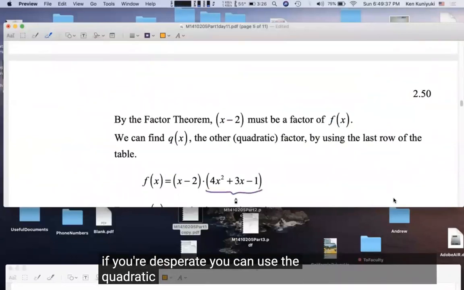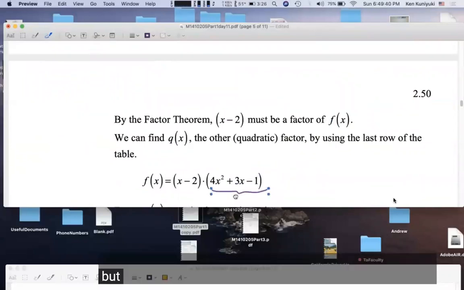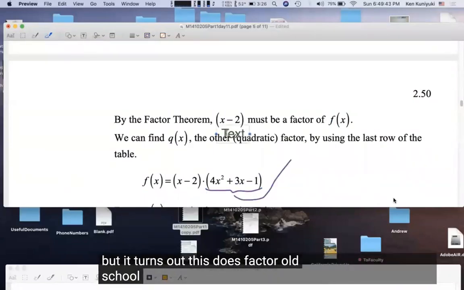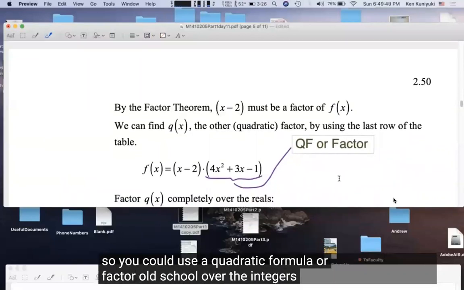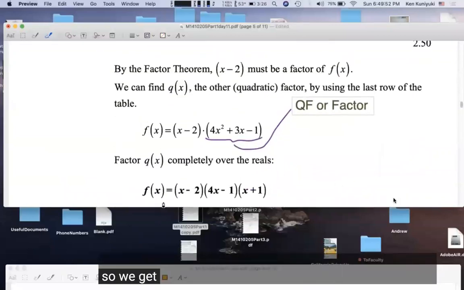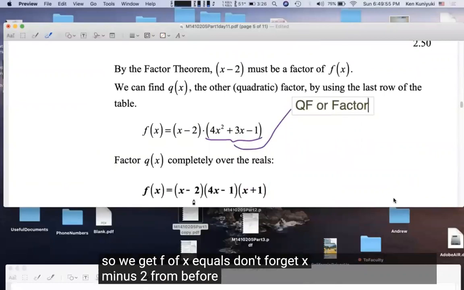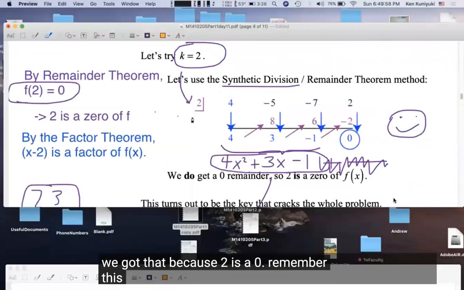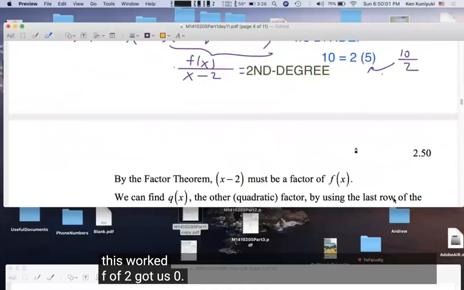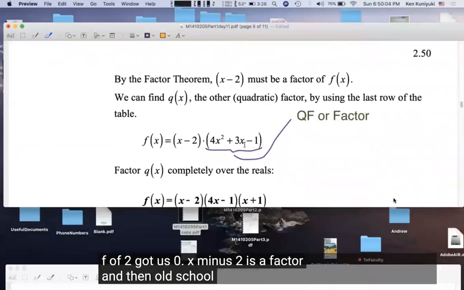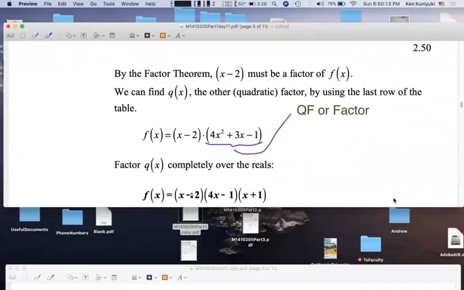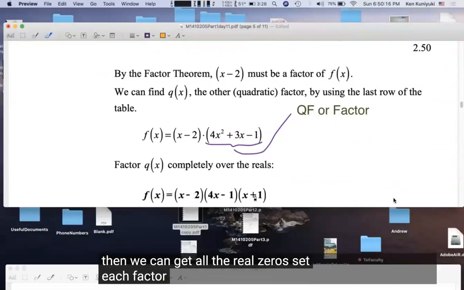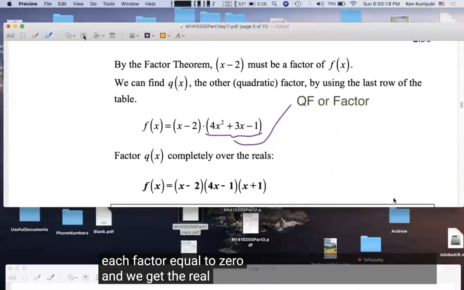If you're desperate, you can use the quadratic formula, but it turns out this does factor old school. So you could use a quadratic formula or factor old school over the integers. So we get f of x equals, don't forget x minus 2 from before. We got that because 2 is a 0. Remember, this worked. F of 2 got us 0. X minus 2 is a factor. And then old school, this quadratic, this cutie factors as the factor 4x minus 1 times the factor x plus 1 in either order. Then we can get all the real zeros, set each factor equal to 0, and we get the real zeros for this thing.